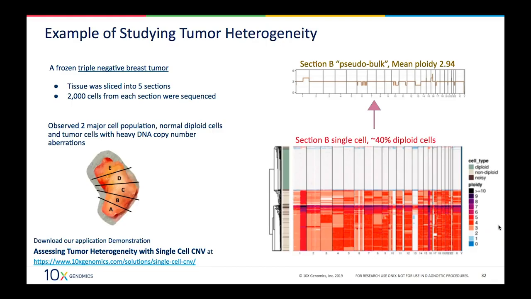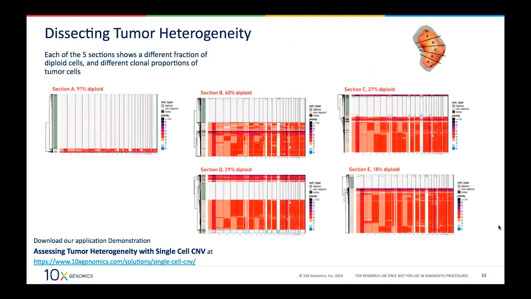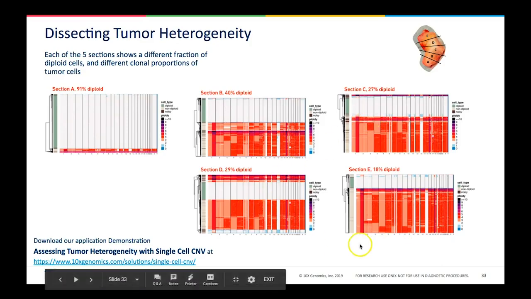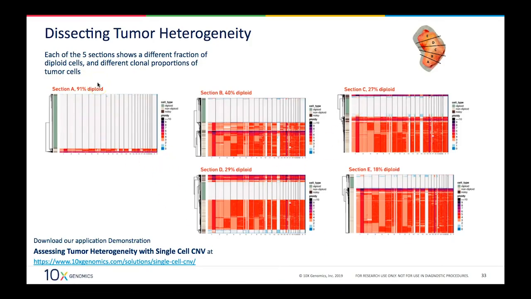So looking at all 5 sections from the tumor, it was very interesting to see that. Here we're walking through section A, B, C, and then D and E are at the bottom. It's very interesting to see how the amount of diploid cells was steadily decreasing from the first section, where you are here at the tip of the tumor, all the way down to the fifth section. You went from a diploid proportion of over 90% all the way down to 18%.